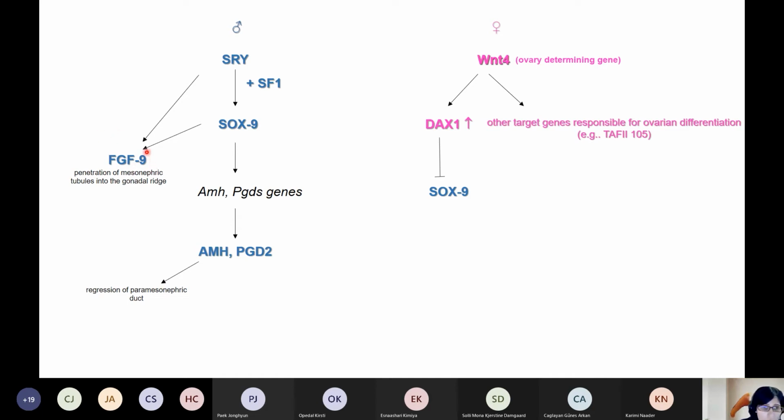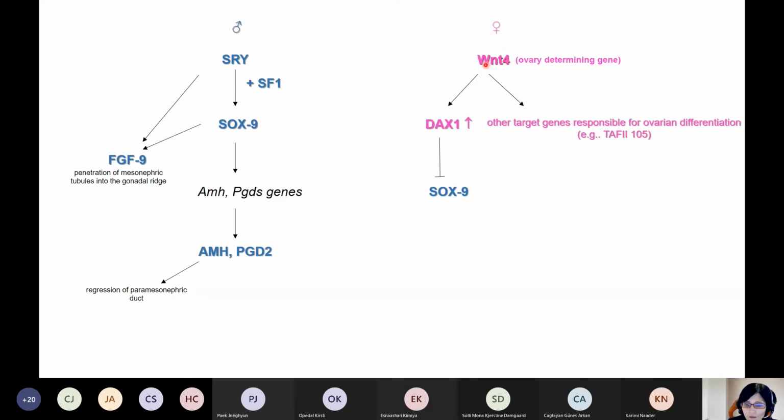FGF9 is also a target of the SOX9. It is also important in case of the development of the genital parts in the male apparatus. We will see that the mesonephric tubules should penetrate the gonadal ridge, and this will be a very important step during the development. In case of the females, in case of the female cascade, we could mention the WNT4 gene, which is the ovary determining gene.